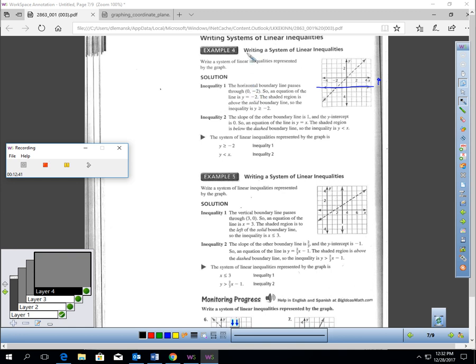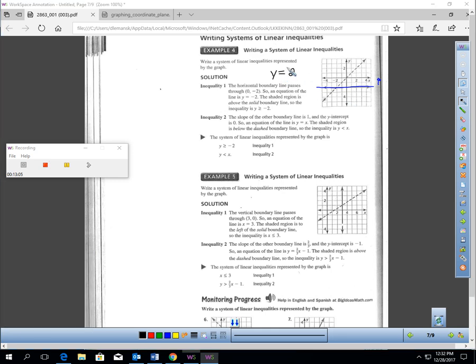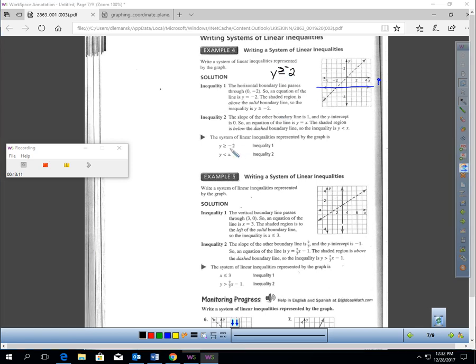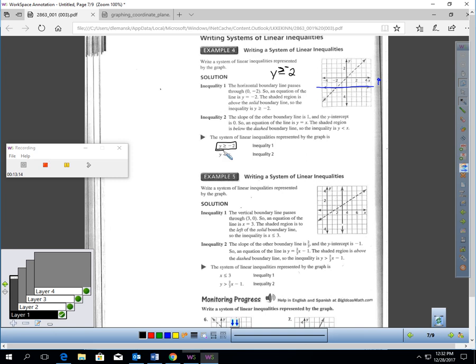The next thing we need to know, how can we look at a graph and write the system? It should be pretty easy. So for this picture, do you notice how we have a horizontal line at negative 2 and we shade above? Okay, so I'm thinking to myself, okay, this is y equals 2. That's the horizontal line. And I'm shading at negative 2, I meant to say. y equals negative 2. And I'm shading above that. So this would have to be greater than or equal to negative 2. So there's my first inequality.